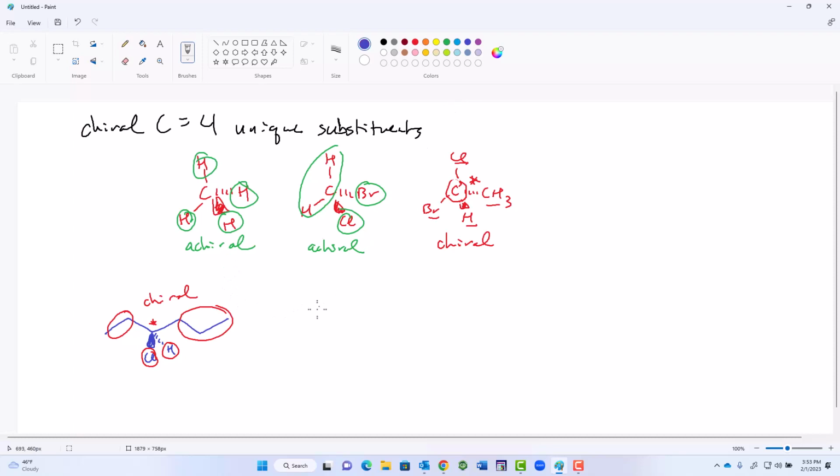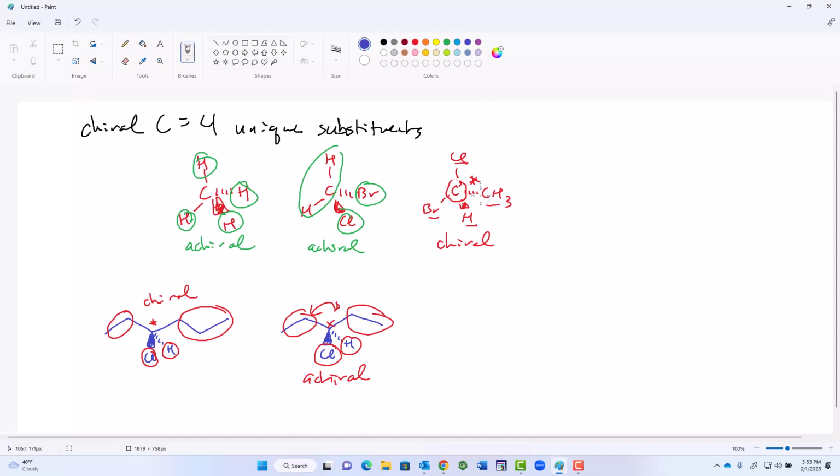Now if we shifted this over to something like this, and I put a Cl here and I had another hydrogen back here, we have the Cl, we have the hydrogen, but then we have 2 ethyl groups that are exactly the same as one another. So this would not be a chiral center. In fact, this would be an achiral molecule.